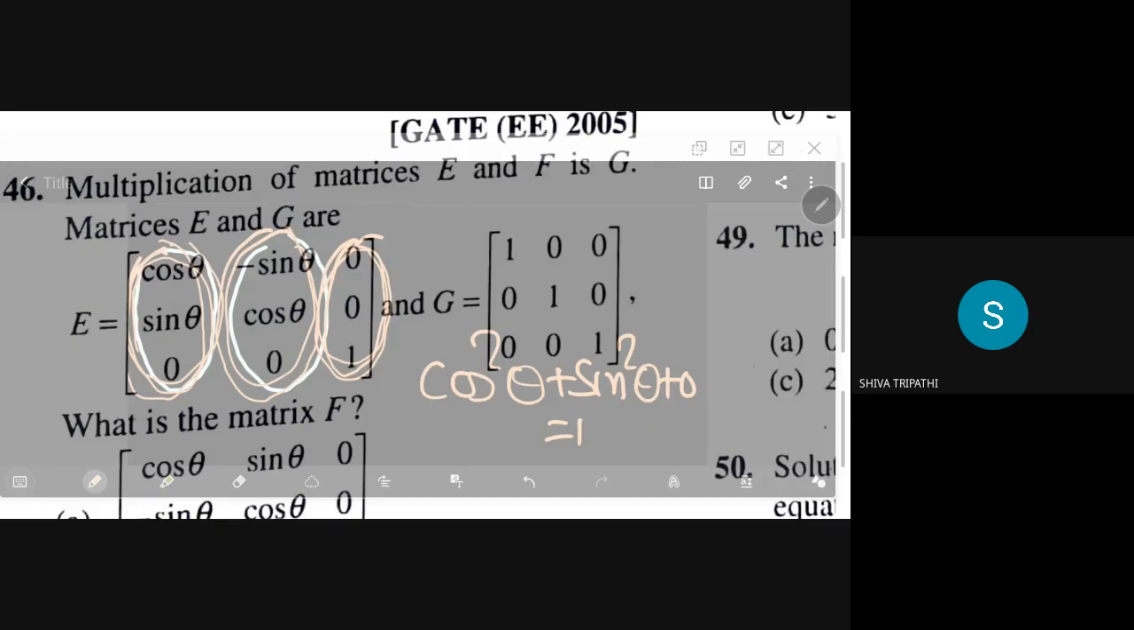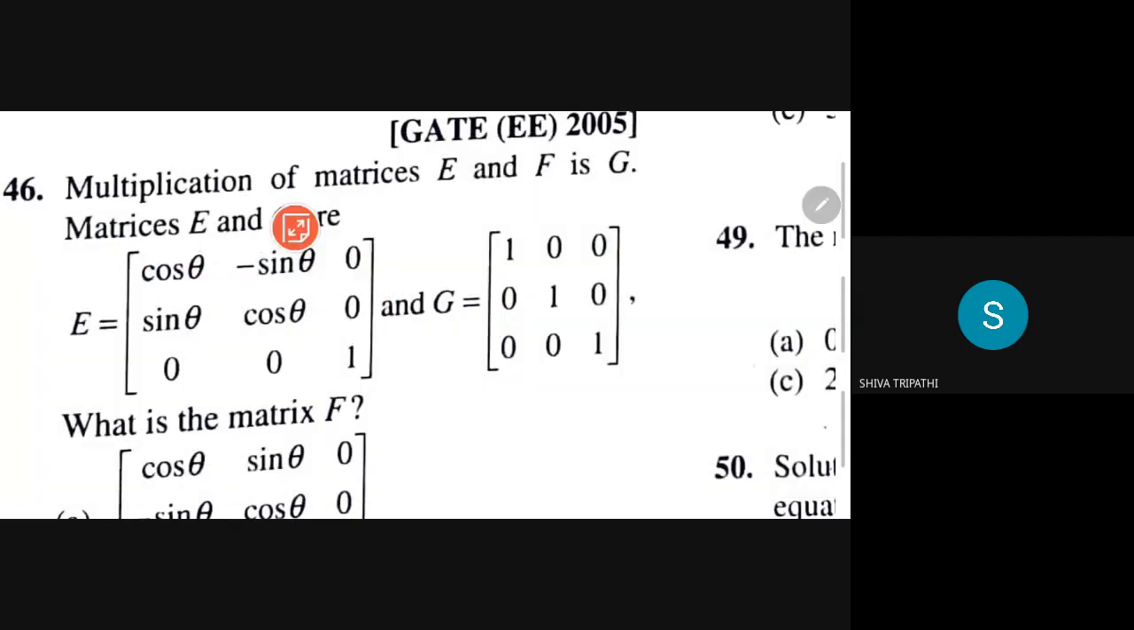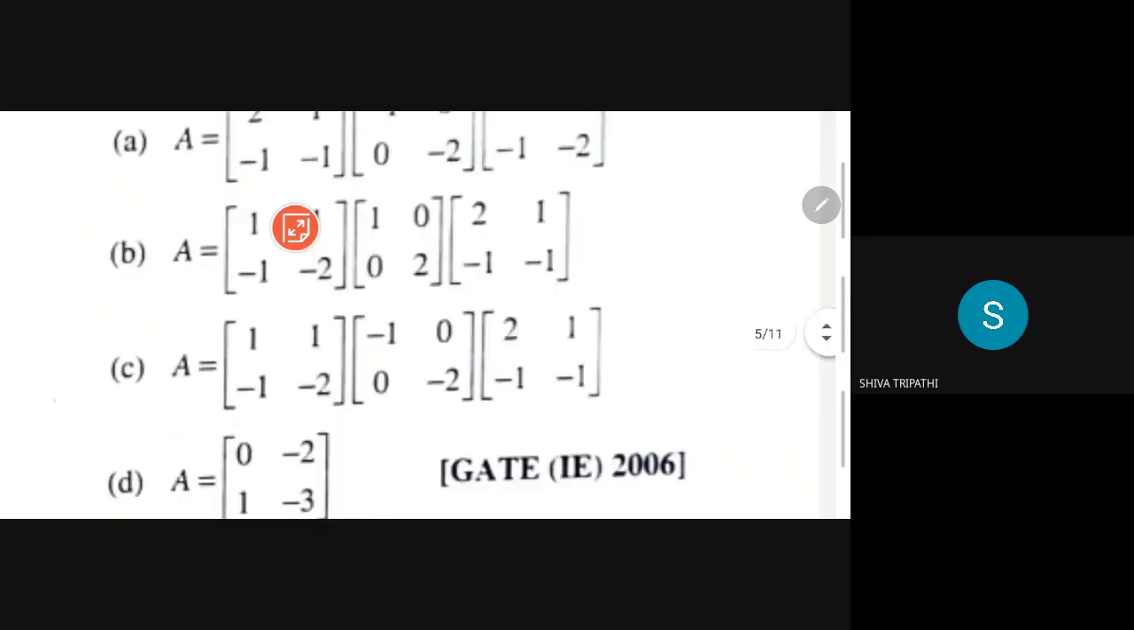He says E into F is equal to G, and G is an identity matrix. What is F? F is simply the transpose of that matrix. You need not even apply that rule. Applying that rule, he has given some problems in the exercise in Schaum series. Please see that. Okay, 46. Next, 47.